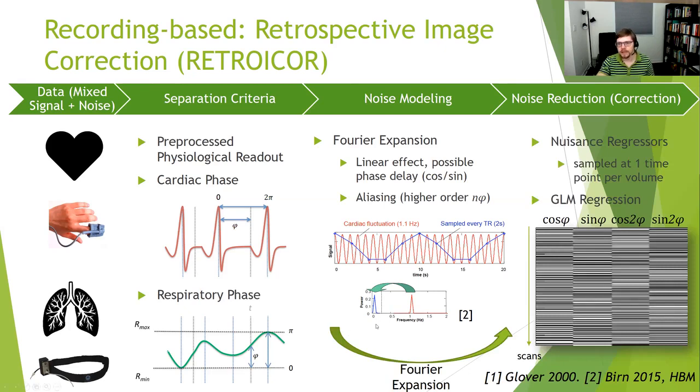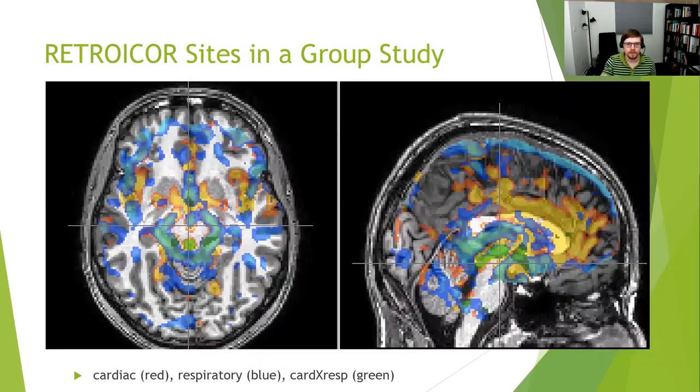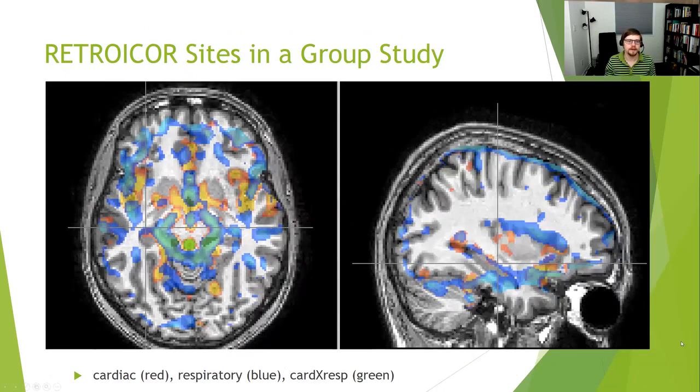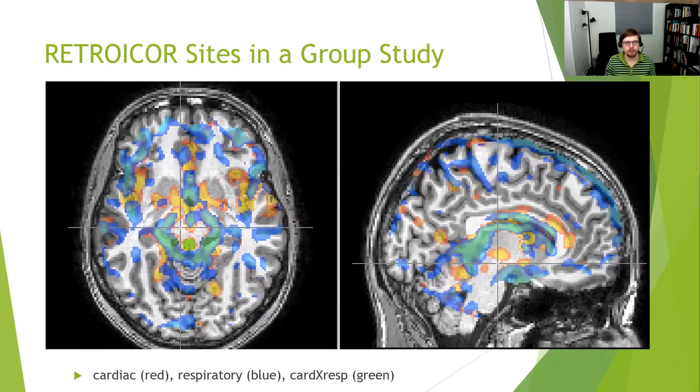In the actual noise reduction stage, you just take nuisance regressors, so you sample these Fourier expanded phases at one time point per volume and then put them into a general linear model, as you can see here. You do this for a group study and look at where in the brain the cardiac, the respiratory and the interaction components explain variance.